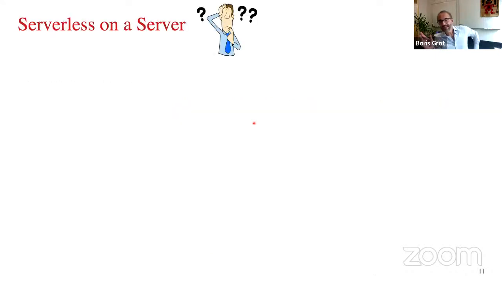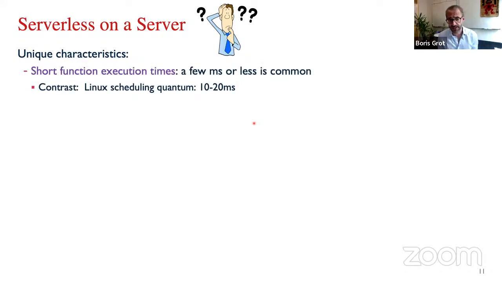Okay, so let's focus on the execution of serverless functions on a single server. There are unique characteristics that are fairly specific to serverless invocations that are quite different from what you'd find with traditional, fatter virtual machines, regardless of whether they're monolithic or microservices. One of these is that functions execute for a fairly short amount of time. For example, execution durations of a few milliseconds or less are quite common. I'm certainly not claiming that all functions execute for that little time, but quite a few of them do. To put it in contrast, the Linux scheduling quantum is on the order of 10 to 20 milliseconds, so this is an order of magnitude less than the time that Linux will give by default to an application before a context switch to another application.